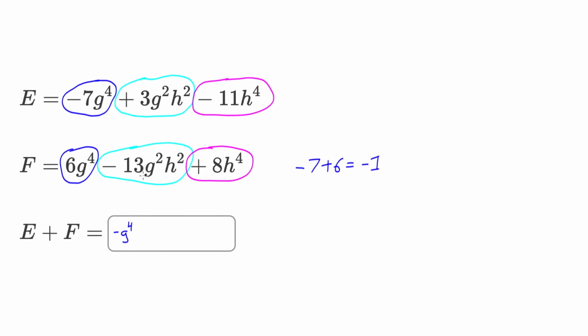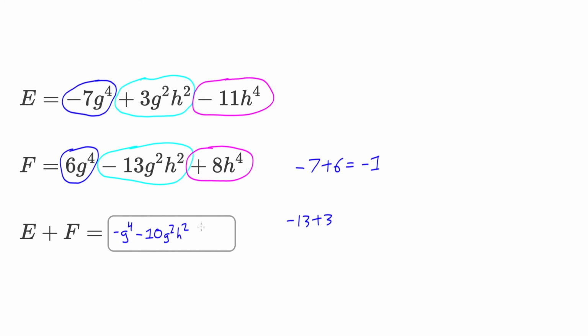Let's look at our next term. Are they exactly identical? We got g squared times h squared and g squared times h squared. So they are both identical. We can do stuff with them, okay? So we got negative 13 plus 3. What is negative 13 plus 3? That is negative 10. I hope so. Okay, negative 10, and we have to write down all these variables, okay? It's going to be g squared times h squared.